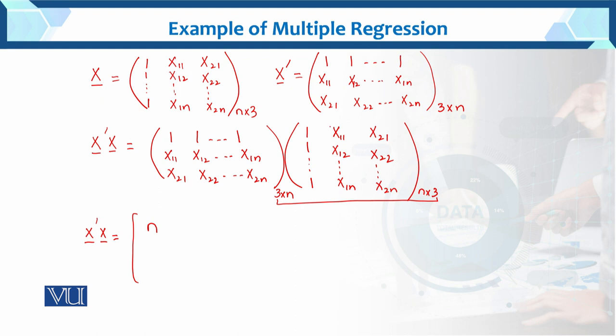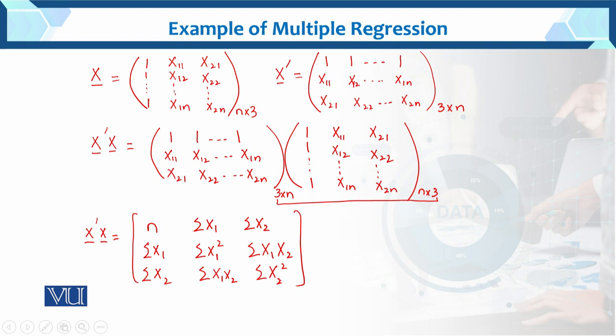n. 1 multiply by x11, x12, x1n, so this is sum of x1. 1 multiply by x21, x22, so this is sum of x2. Similarly, aapke paas ho gaya sum of x1. So, second row, second column, sum of x1 square, sum of x1 x2, this is the cross multiplication, sum of x1 x2. And the last sum of x2 square. This whole procedure kab hum karenge? When we have the two independent variables. Toh humare paas aa gaya x prime x.